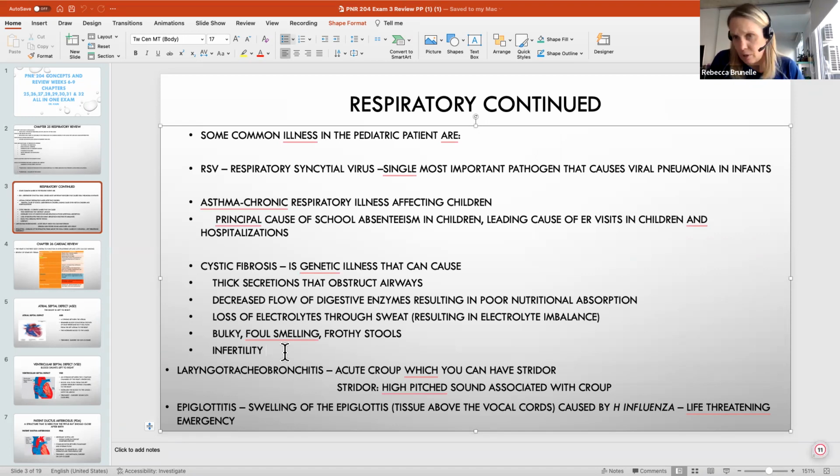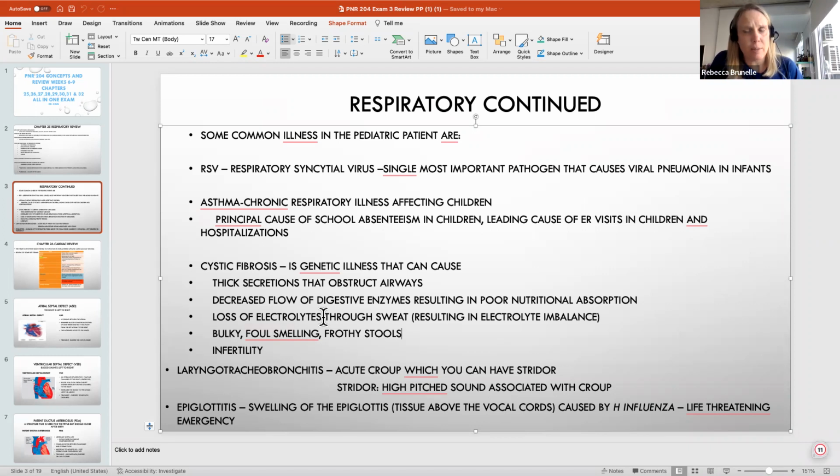And just to remember that. Since they don't have the ability to produce all the digestive enzymes, they have these really foul smelling, frothy stools because they're not digesting their food. And then they have loss of electrolytes, in particular sodium. They need a high sodium diet because they lose a lot of salt in their sweat.